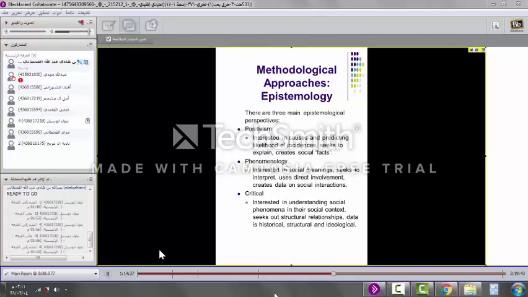And there is another type of epistemological research where you are critical. You are interested in understanding social phenomena in their social context, seeks out structural relationships. Data is historical, structural, and ideological. I'm very critical about this problem. I want to find out why it existed. How we can find solutions. What is the history behind it? How it became structured and became accepted in the society. What are the ideologies behind it? Okay. How can you confront it with a different ideology?